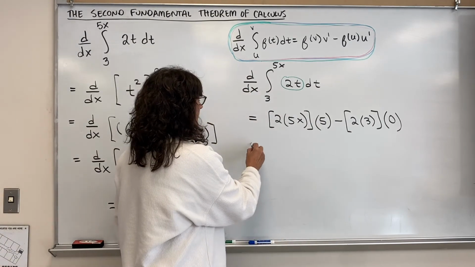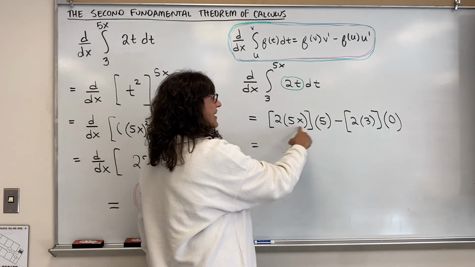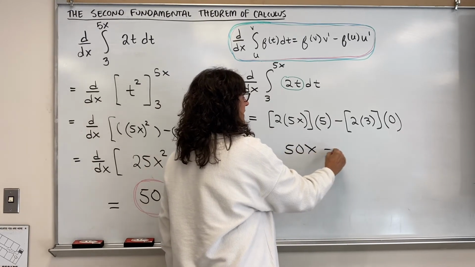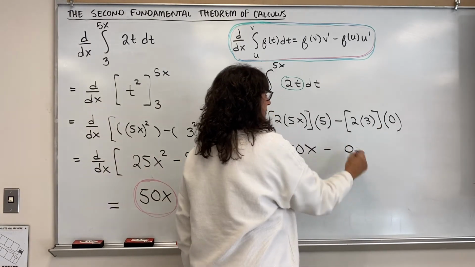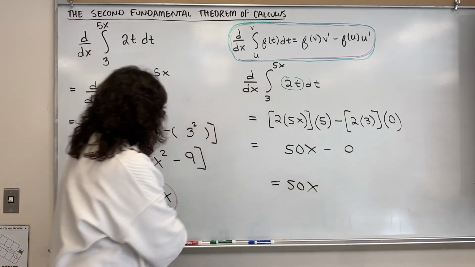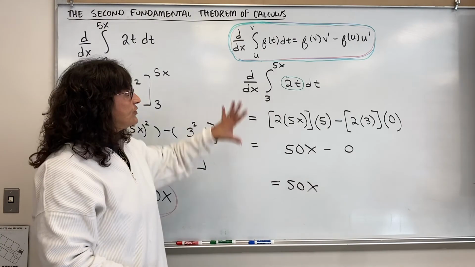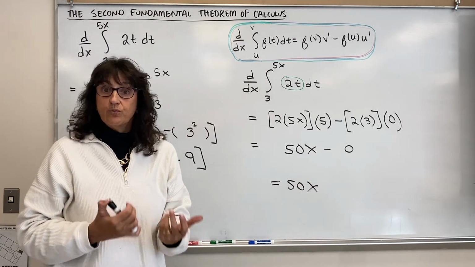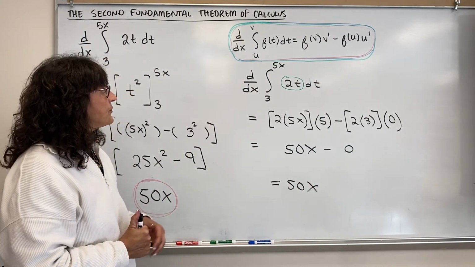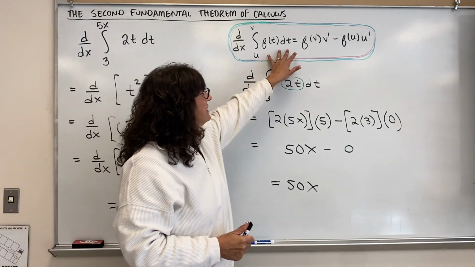Let's compute and see what we have. 2 times 5x is 10x, 10x times 5 is 50x, so there's our 50x, and then we take away 0, so your answer is 50x, which is exactly what we got here. So you can see that this formula really does work.